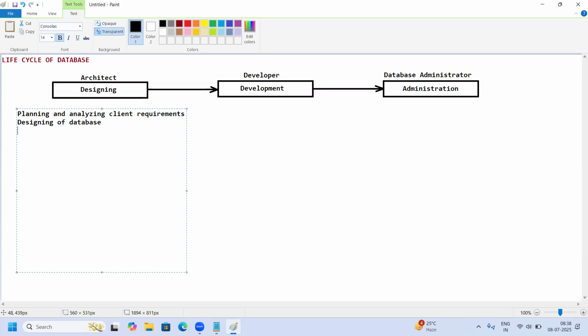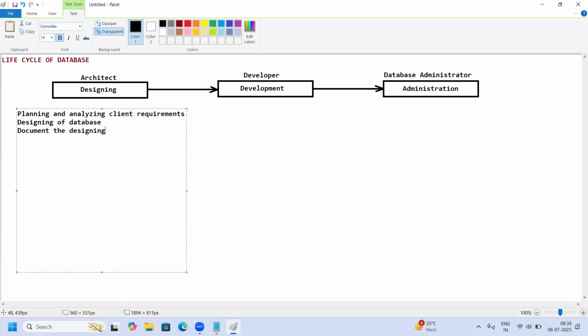And whatever he is designing, he should document the designing. Means he should write it in the form of a document. He should prepare one MS Word document for designing. Today, this is what I completed in designing. He should put it in the form of a document.